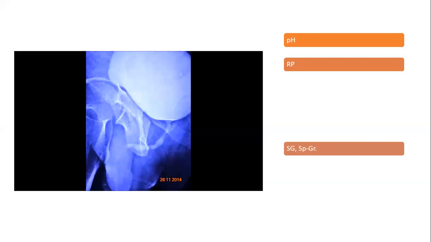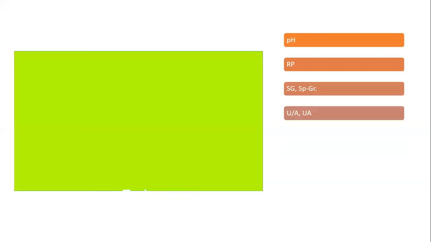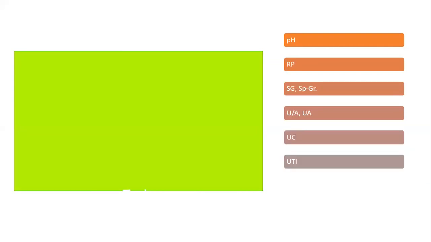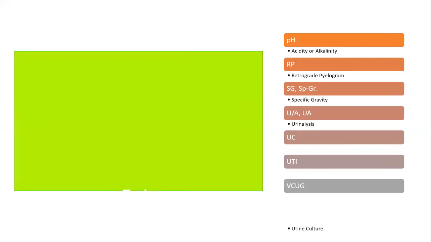pH, RP, SG, UA, UC, UTI, VCUG. pH is the acidity or alkalinity of the urine or the blood. RP, retrograde pyelogram. SG, specific gravity of the urine. UA, urinalysis. UC, urine culture. UTI, urinary tract infection. VCUG, voiding cystourethrogram.